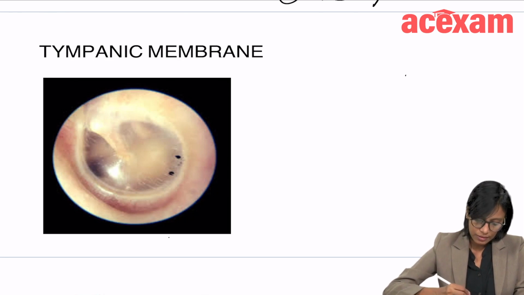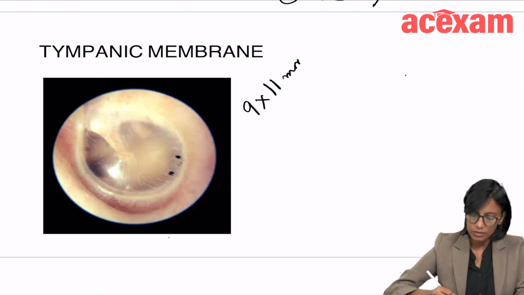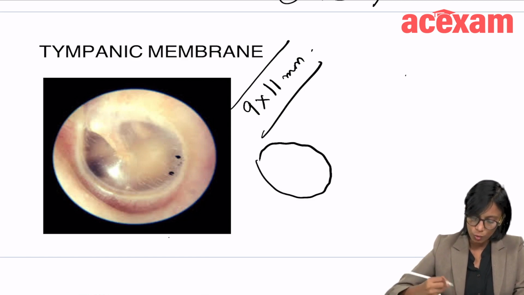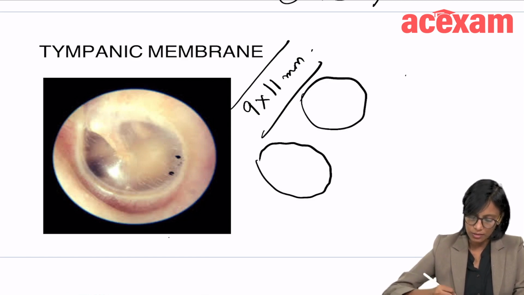You can see here, this is the tympanic membrane. It is around 9 by 11 millimeter in diameter. It is oval shaped. You can see here, this is the oval shape. This is not a circle. This is oval, and the largest diameter is this, 11 millimeter, and the shortest diameter is 9 millimeter.